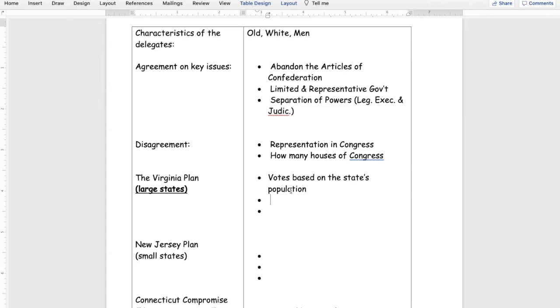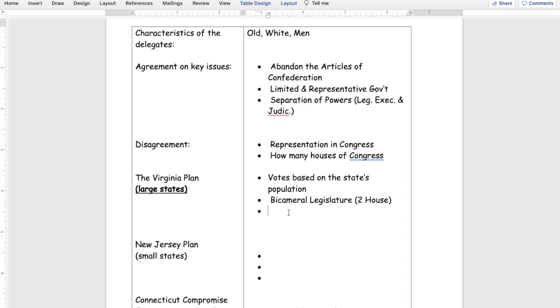They also wanted a bicameral legislature, which we now know means two houses, or a two-house legislature. This was again different from the Articles of Confederation because the Articles of Confederation was unicameral. They only had one house.